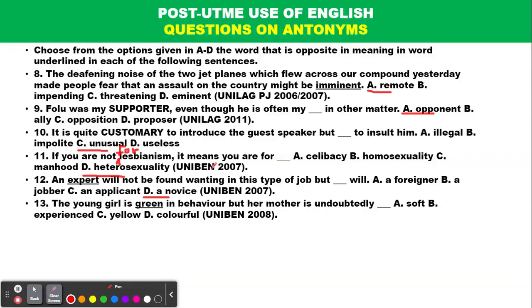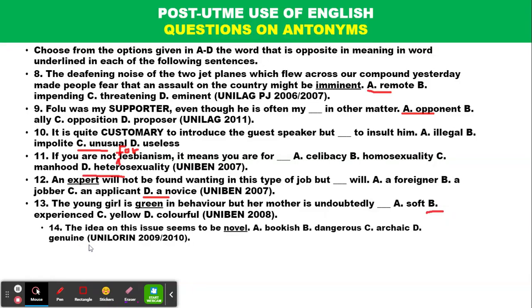I have to mention that question 11 is taken from UniBen 2007. Question 12 is also taken from UniBen 2007. And then question 13 is also taken from UniBen, but this time 2008. Now, looking through the options, the correct option is B, and that is experienced. The young girl is green in behavior, but her mother is undoubtedly experienced.